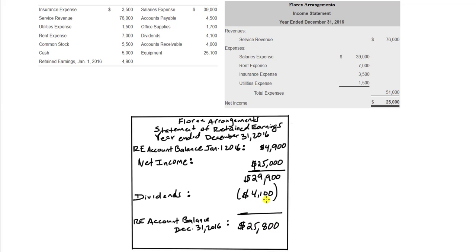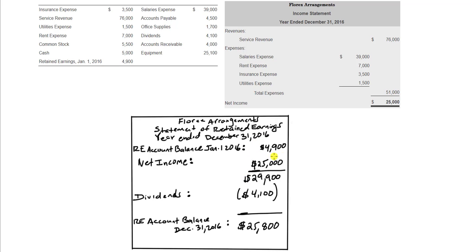I don't know, this doesn't look very formal. It's kind of messy. There might be exact formats you need to follow for GAAP, generally accepted accounting principles, but the idea is the same. All you're doing is giving someone a presentation of what happened with retained earnings that year. That's what you really need to understand.